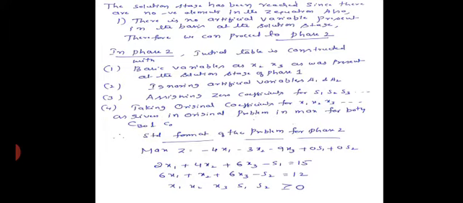Okay, now we need to assign. You have to take the original table, nothing but the last final table from phase 1, as it is. You need to take it down, and the CB and CJ values you need to copy from the maximization original problem, and you need to eliminate all the artificial variables here.